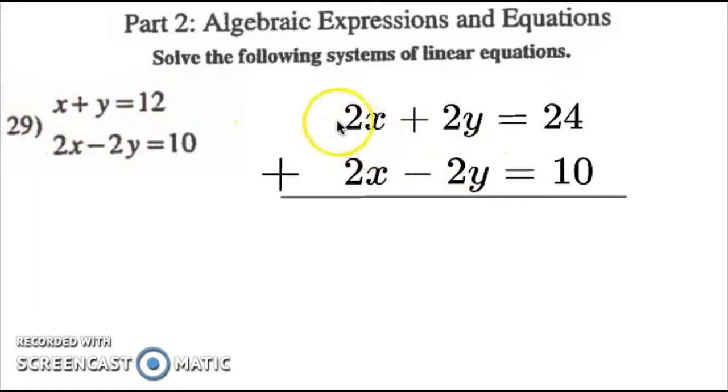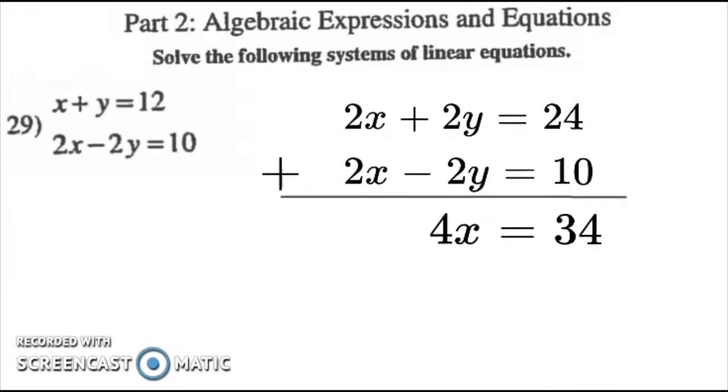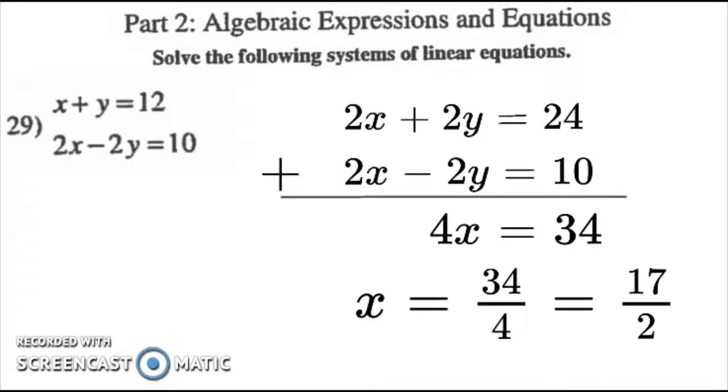So I'll have 2x plus 2y equals 24. 12 times 2 is 24. Now I'll add: 2x plus 2x is 4x. 24 plus 10 is 34. Divide both sides by 4. I'll have x equaling 34 over 4, which reduces to 17 over 2.